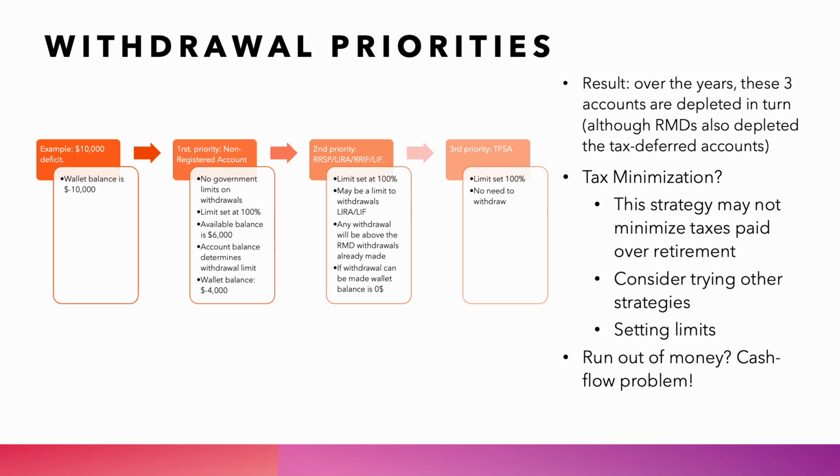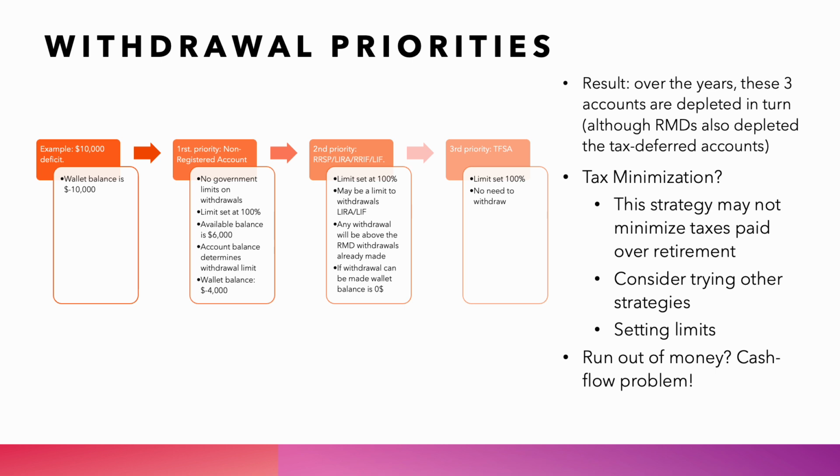For example, if you have a $10,000 deficit now, the time machine will try to take it from the first account in the withdrawal priorities table. If that's your non-registered account with a limit set of 100%, it will try to take it all from that account. There's no government limits to consider for a non-registered account, but what if you do not have $10,000 in the account? If you only have $6,000, it's the balance in this case that determines the limit for the withdrawal, up to the account balance. So in this case, there would be $4,000 left to withdraw from the next account down, say a tax-deferred account.